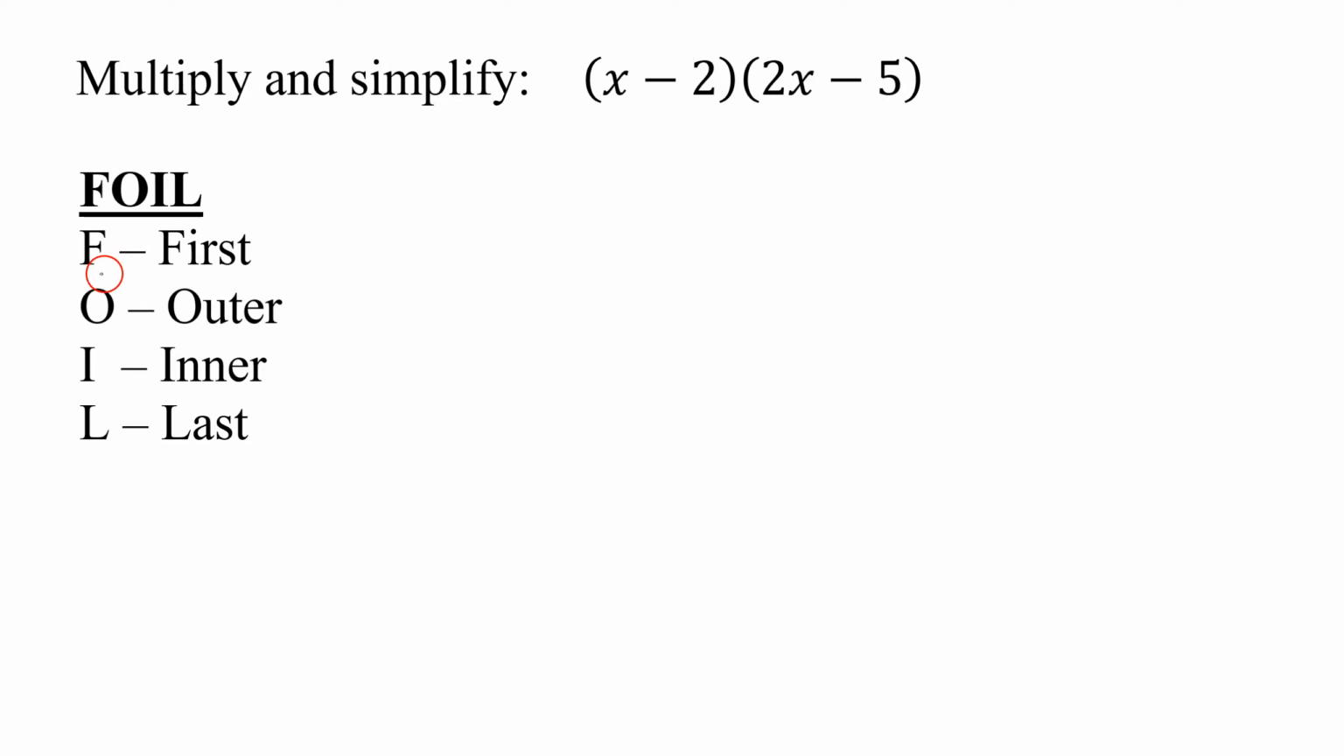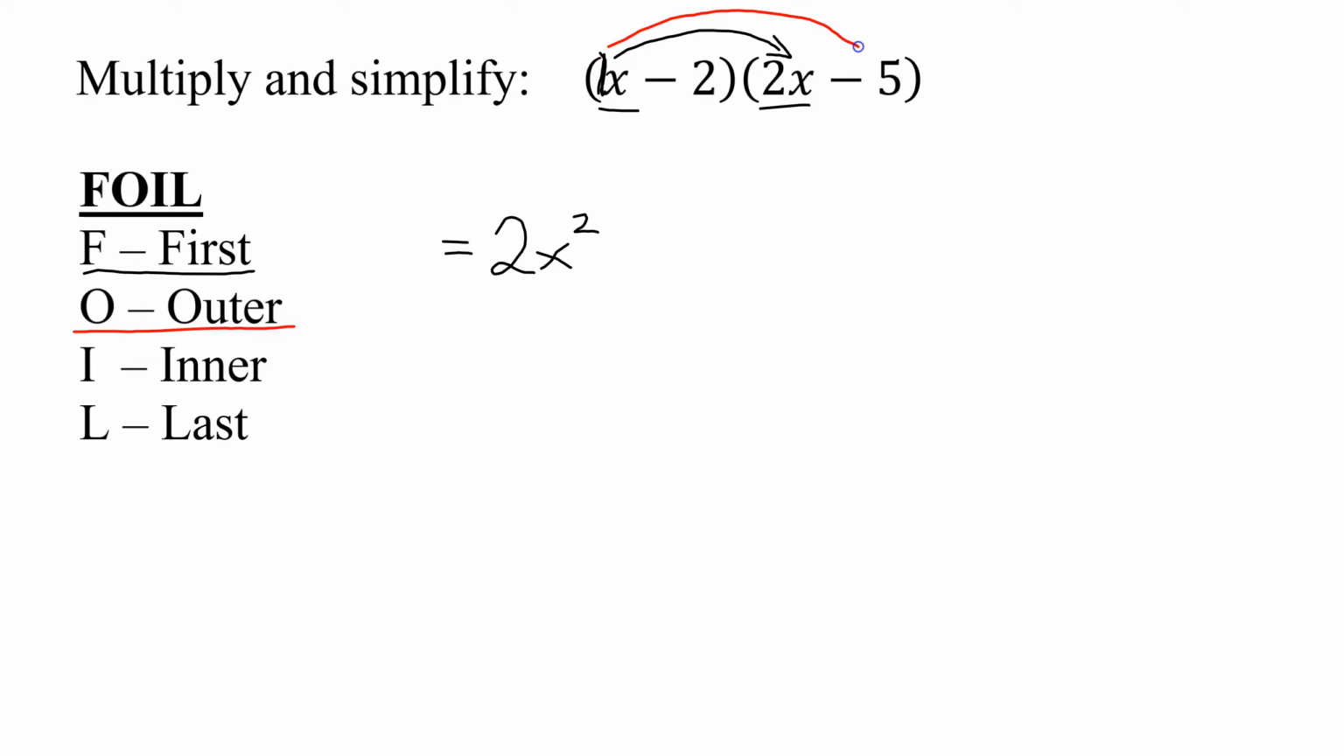So the F in FOIL stands for first terms, so I'm going to multiply the first terms of each binomial by each other. So I'm going to multiply x times 2x. So remember, in front of this x, there's a 1 that we're too efficient to write. So when I multiply 1x times 2x, you multiply 1 times 2 to get 2, and x times x to give you x squared.